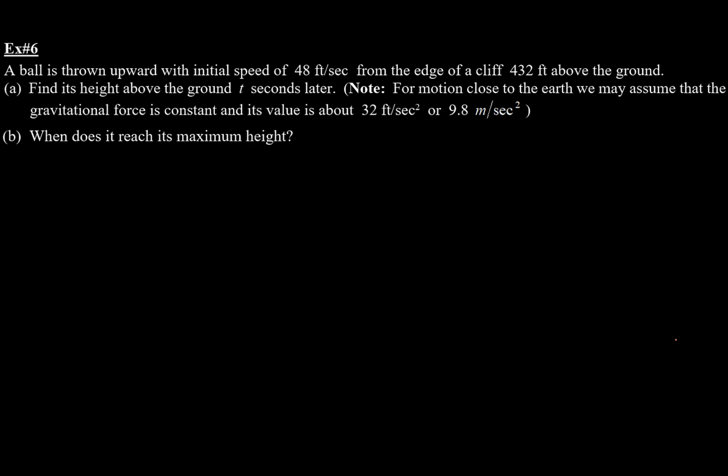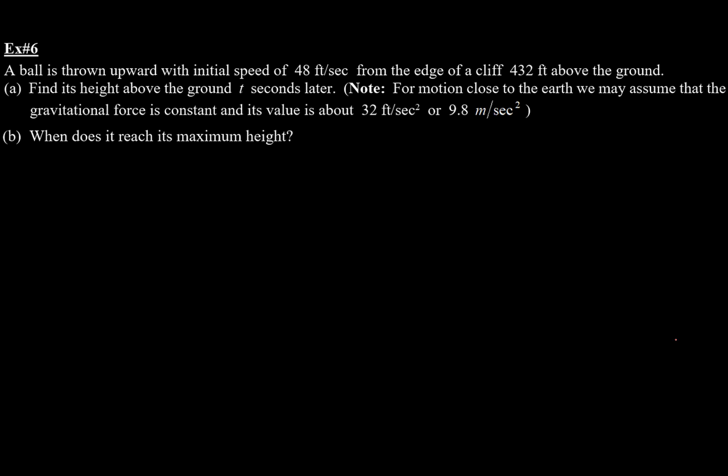A ball is thrown upward with an initial speed of 48 feet per second from the edge of a cliff that is 432 feet above the ground. We want to find the height above the ground t seconds later, and then look at what the maximum height is.